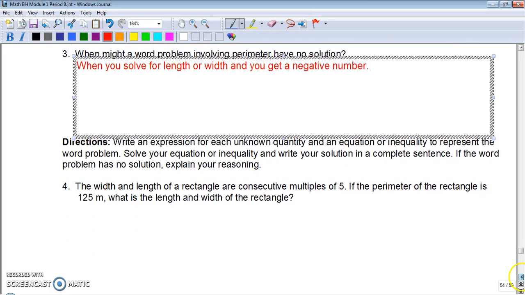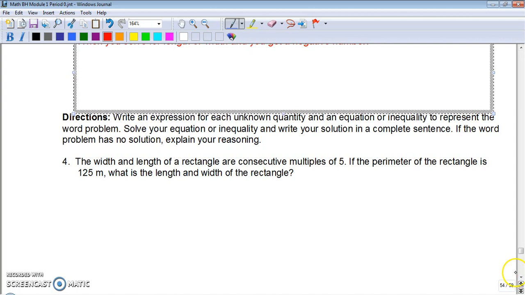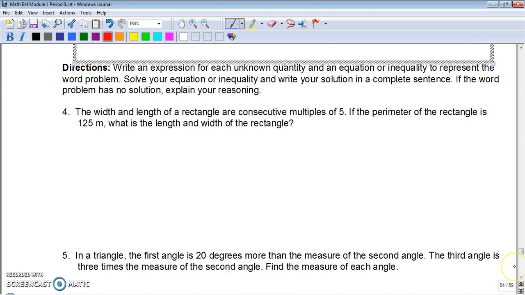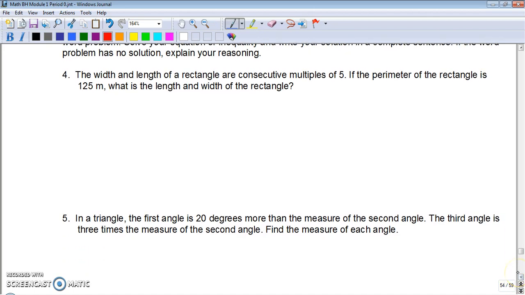Look at 2 more. We'll actually solve 2 word problems. So we're going to do all the setup. We're going to solve. And then we're going to write our answer in a complete sentence. And if we notice that it is a no solution problem, then we will explain what's going on with that particular problem. And then next class, we will look at the problems after this page. So we're just going to do 4 and 5.